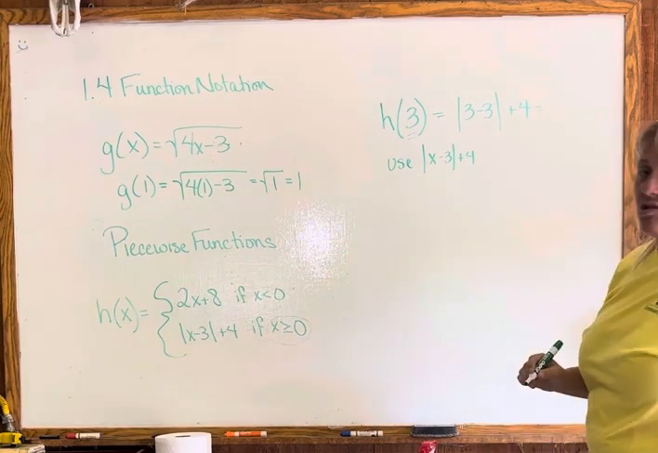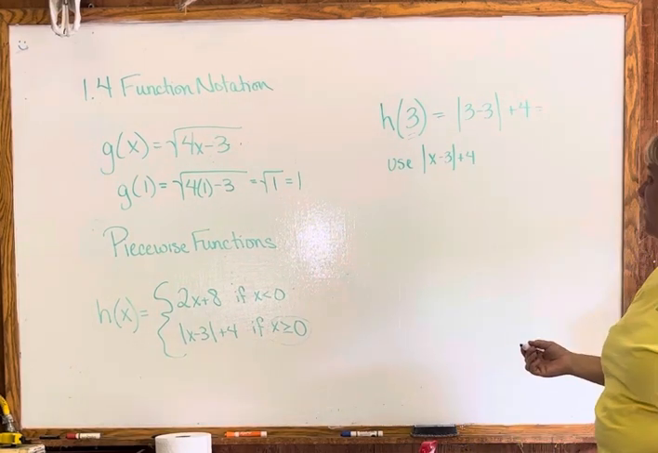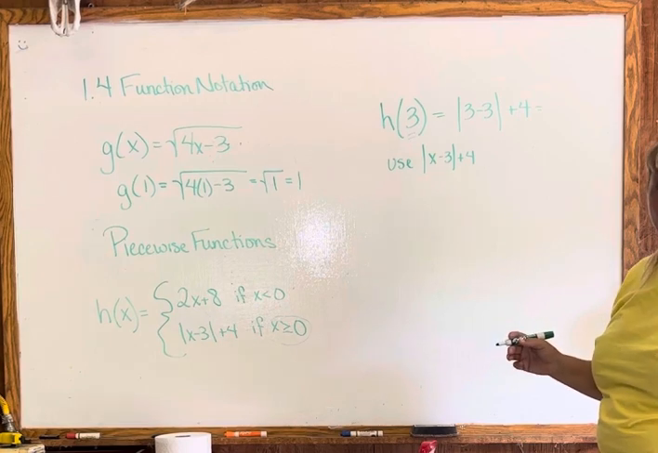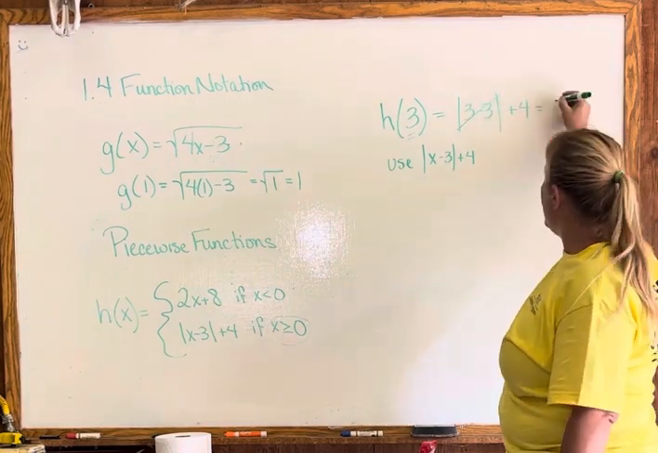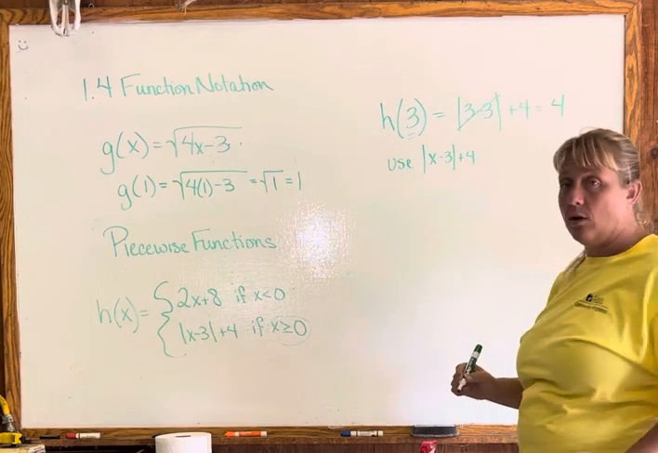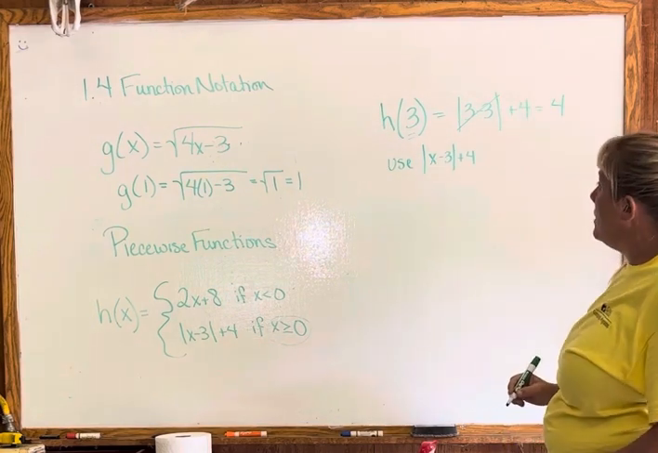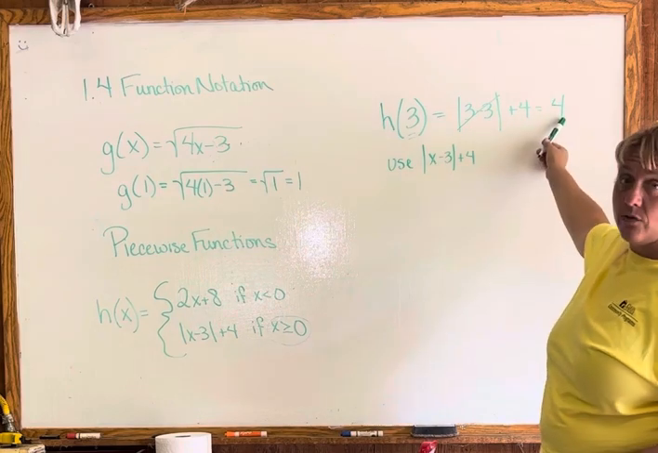Now 3 minus 3 gives us 0, and then the absolute value doesn't even really matter. So honestly, this part just kind of cancels itself out. So we end up with just 4. Okay? So h of 3 is equal to 4.